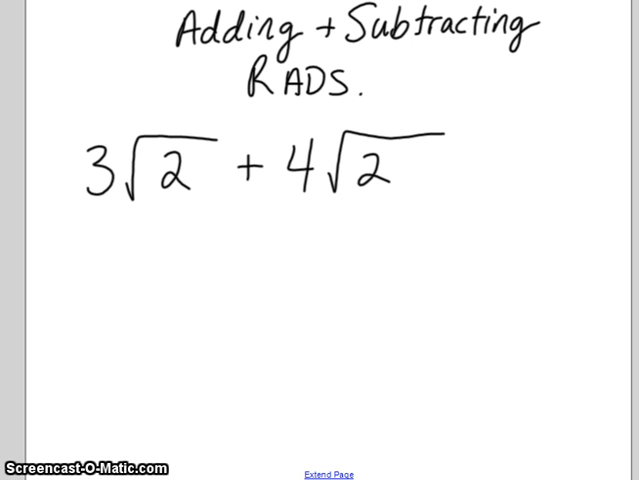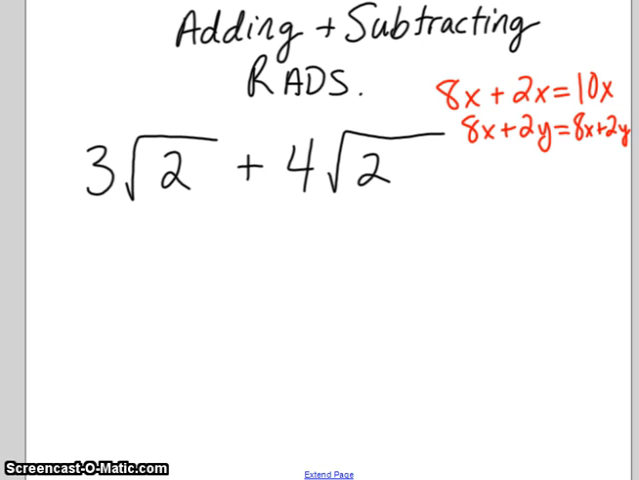Now on to adding and subtracting radicals. When you add and subtract radicals, it's similar to adding and subtracting like terms, where the radicals are the variables. I kind of talked about it in the first section. If I have 8x plus 2x, I can add them. That's 10x. But if I had 8x plus 2y, I cannot. It's still 8x plus 2y because they're not like terms.